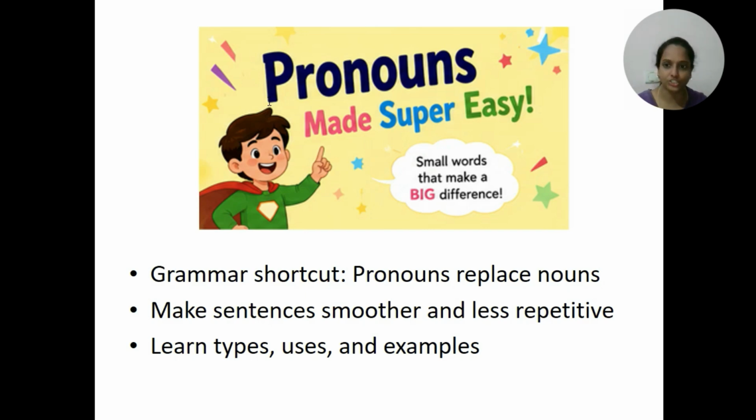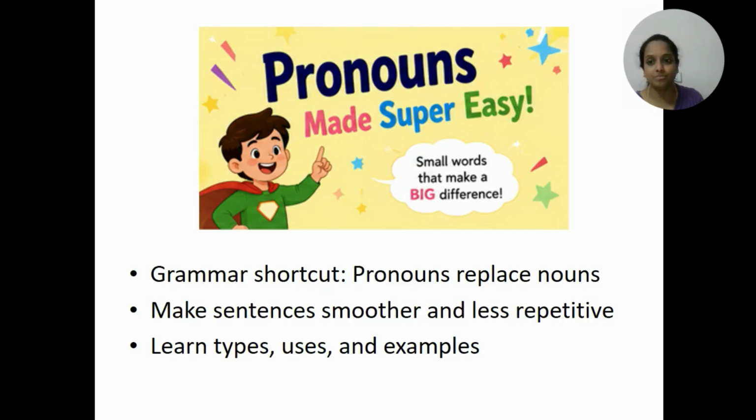So here's the big question. How do we make our sentences smoother, shorter, and easier to understand? The answer is pronouns. So today we are going to learn everything you need to know about pronouns in the easiest way possible. By the end of this lesson, you will be able to understand what pronouns are, learn why we use them, identify different types of pronouns, and avoid common mistakes. So grab your notebook, let's get started.